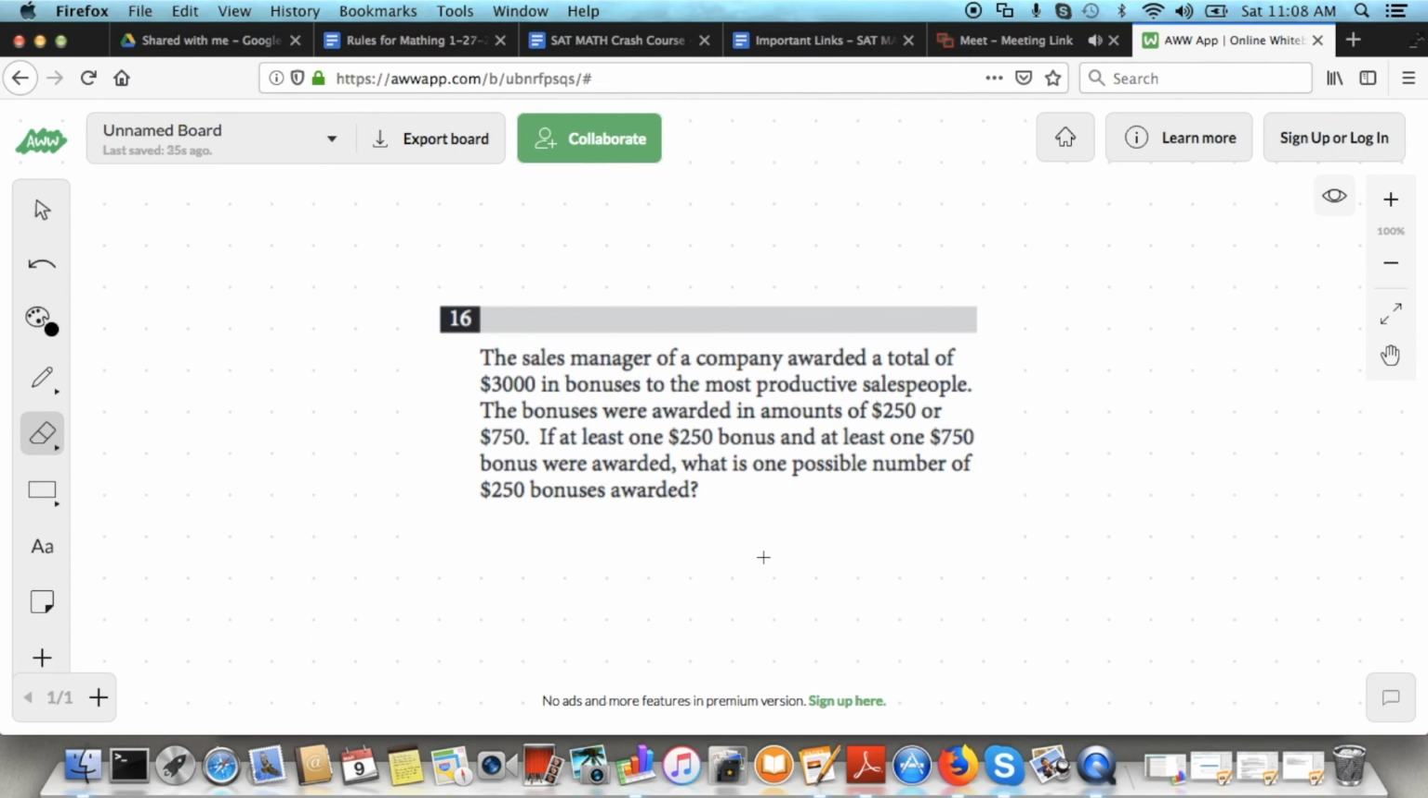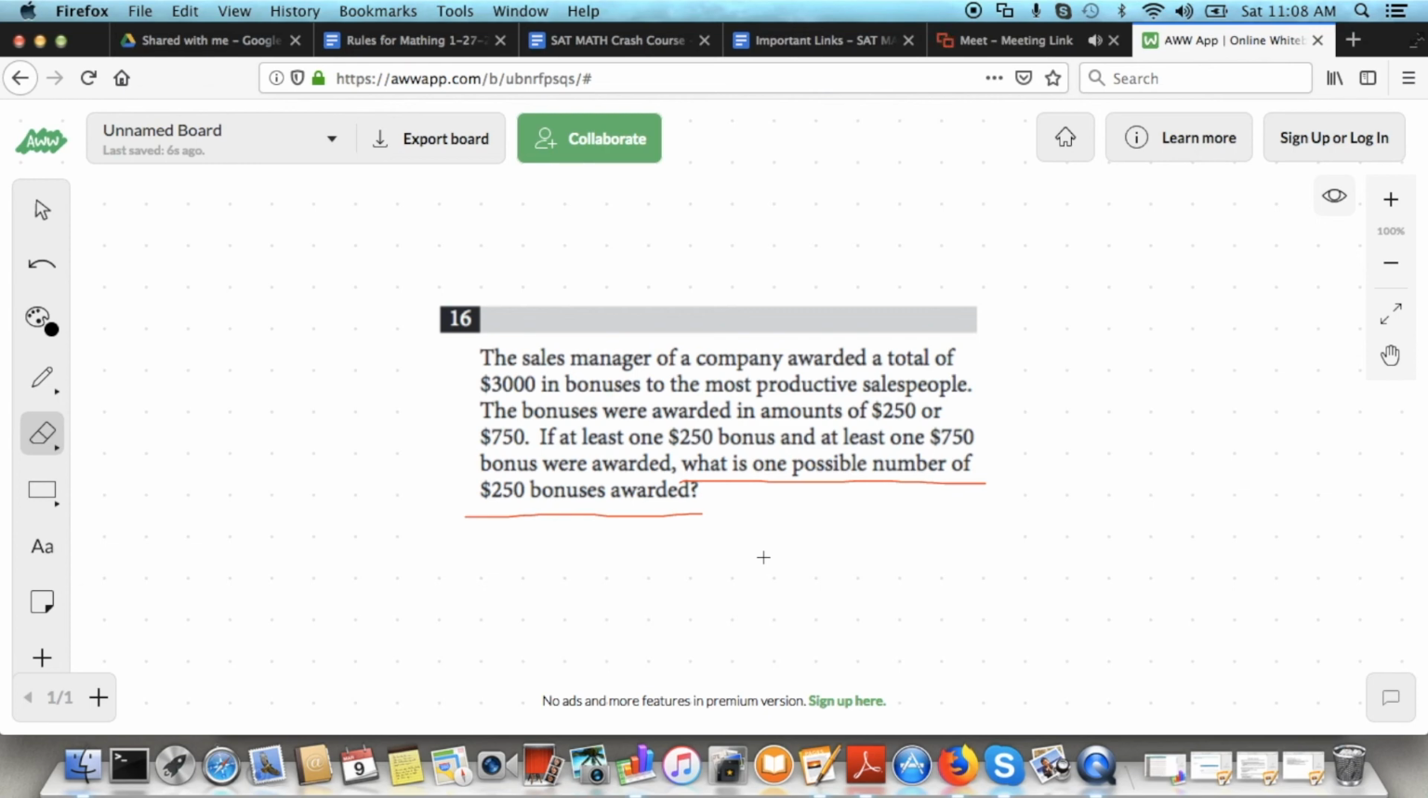What are we solving for here, Blaze? Let's clarify that. A possible number of $250 bonuses, right? And this is where I think I mentioned in a previous session, sometimes I like to just underline the last sentence, or underline what I'm solving for. It's always going to be in the last sentence. We're trying to find a possible number of $250 bonuses.